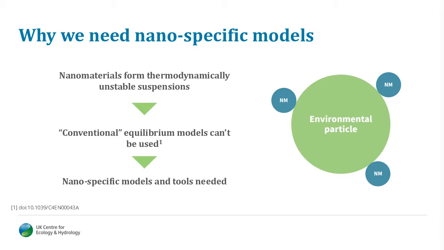Starting with why do we need to model nanomaterials? Why do we need nano-specific models to begin with? And why can't we just use conventional chemical models that already existed and make them adaptable and nano-specific? And this all comes down to the fact that nanomaterials can form thermodynamically unstable suspensions in the environment, such as heteroaggregates to environmental particles, such as suspended particulate matter. And this means we can't use equilibrium chemistry, and we need to make nano-specific models and tools to be able to deal with this.